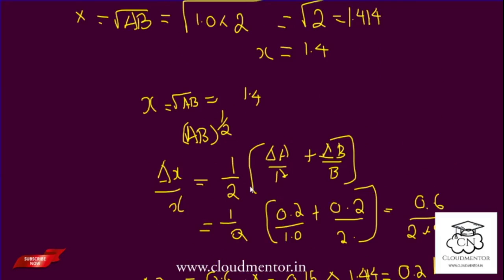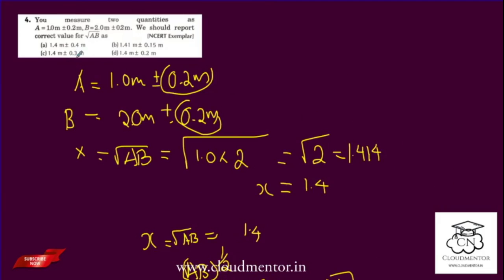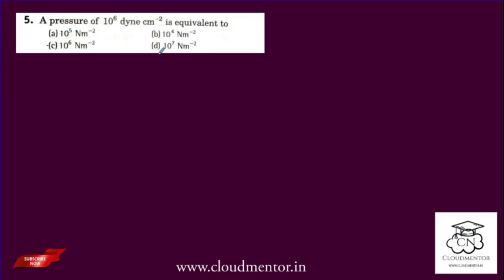So let's look at the answers. 1.4 plus or minus 0.2 meter. So option D is the right answer. So moving to the next question.